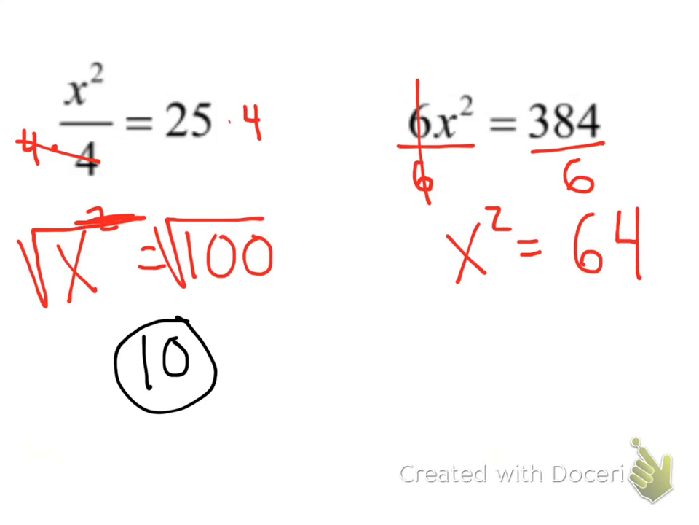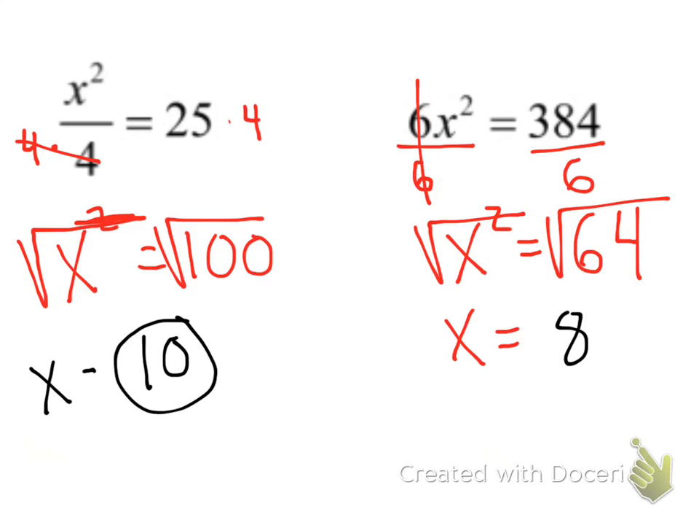And to undo that square, I'll draw the little square root sign, kind of cross that 2 out as I go to remind myself. If I square root one side, I have to square root the other. That gives me x equals 8. 8 times 8 is 64. And I forgot to write my little x equals on that side too.